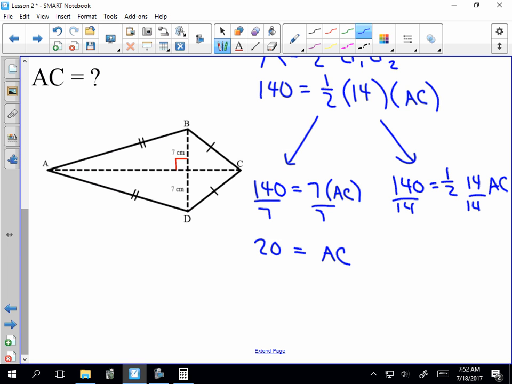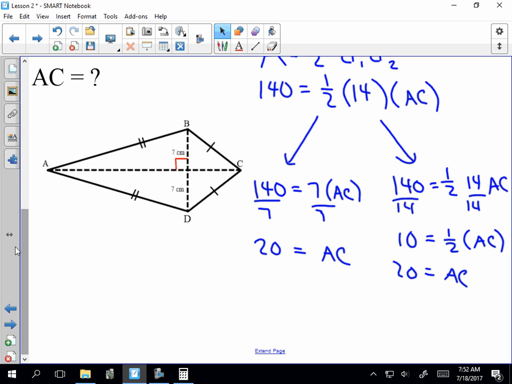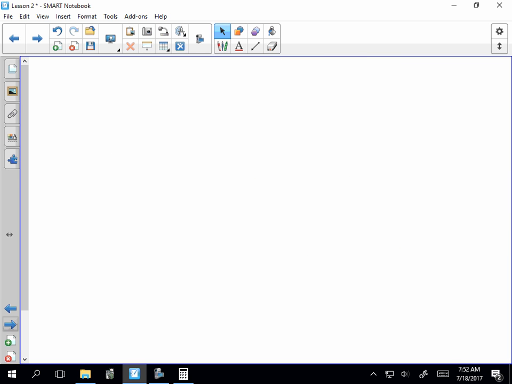Now, the other option we had is, if we have 140 equals 1/2 of 14 times AC, I could divide by 14 and get 10 equals 1/2 of AC. Well, if 1/2 of AC equals 10, then we know that AC equals 20. So once again, two different ways to look at the problem. You want to pick what's most comfortable for you, but I always want to show a few different options when they exist. That concludes our lesson for today, looking at the areas of triangles, trapezoids, and kites.